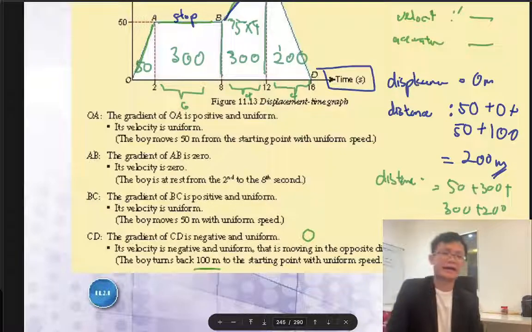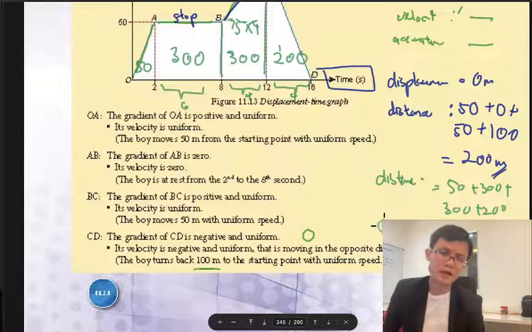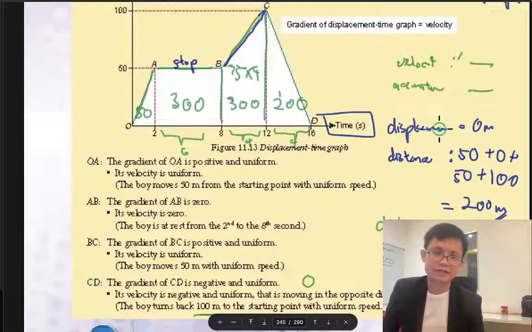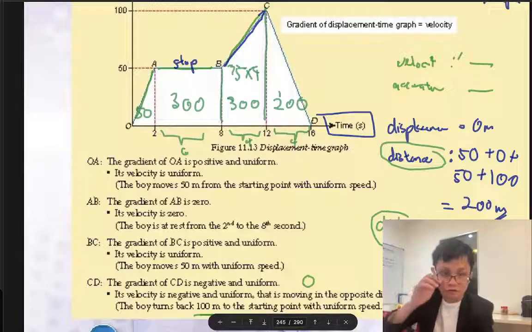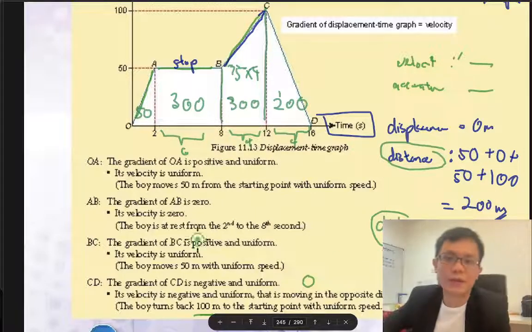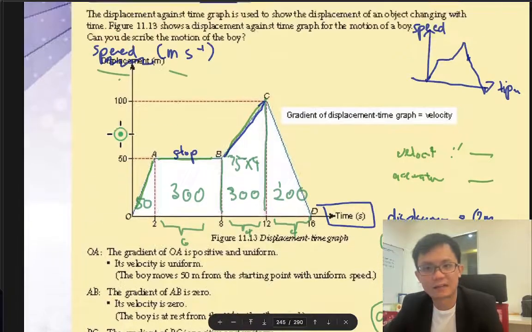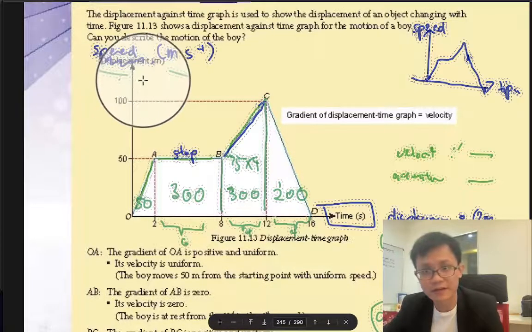So you can see that it is a totally different thing. This is also distance, this is a distance. But the first distance I get 200, the second distance I get 850, because it depends on the graph, either it's a speed time graph or displacement time graph. So you be very careful.